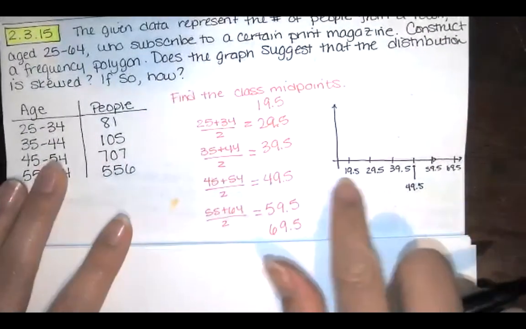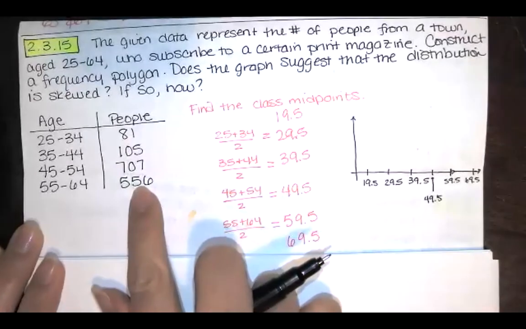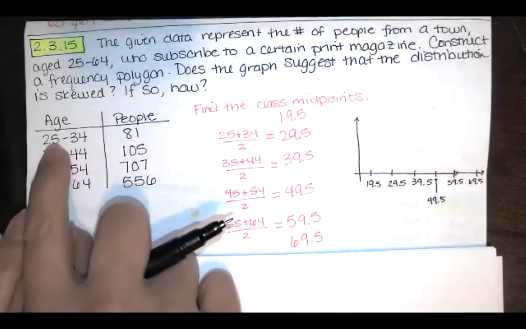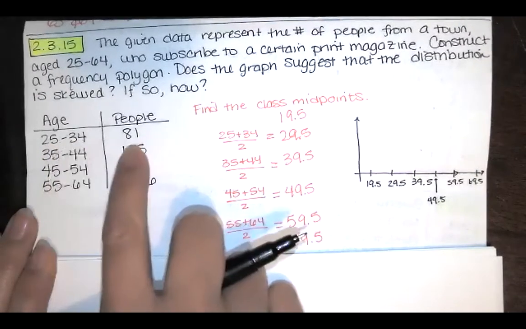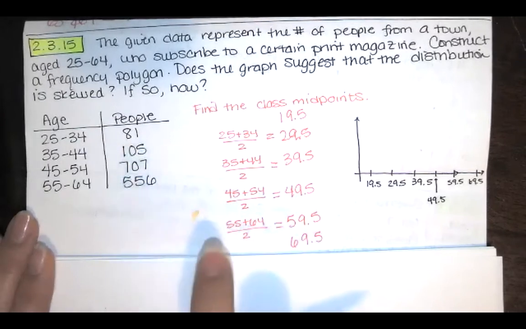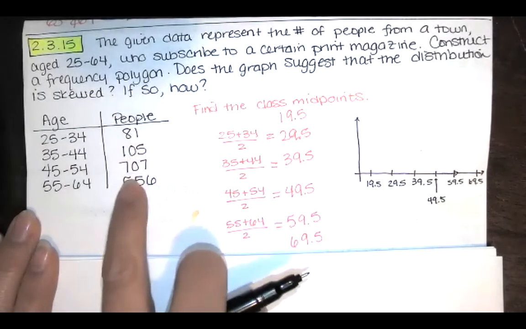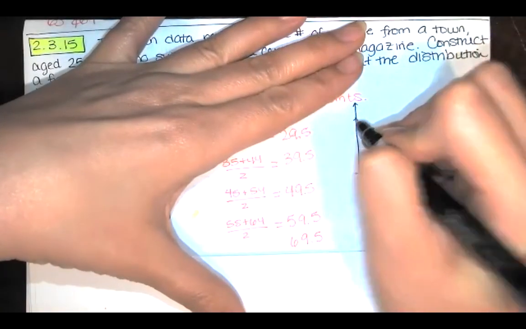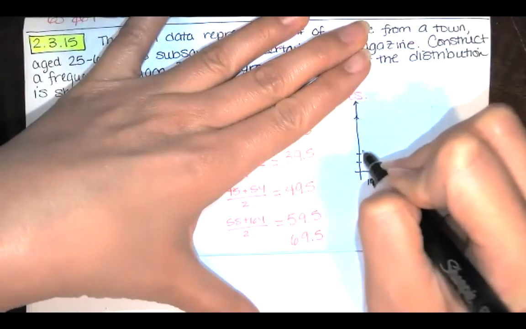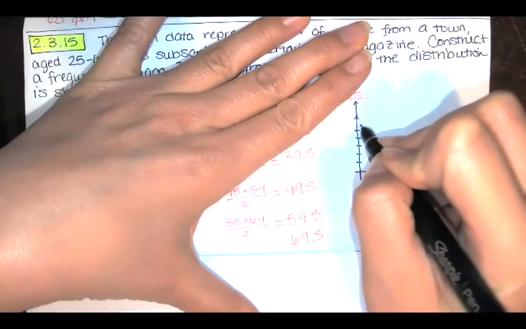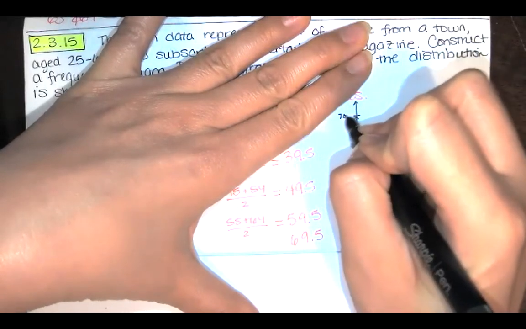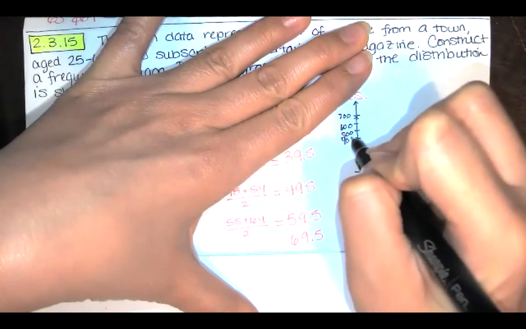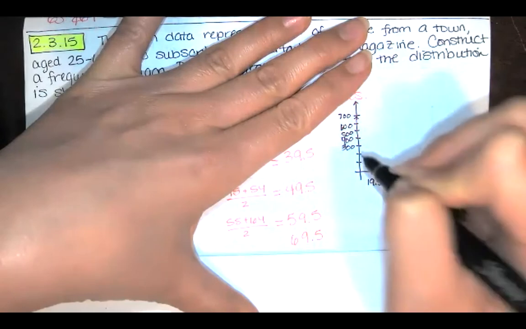Okay, and then for each of these, we want to plot the frequency associated with the corresponding class. The class midpoint of this one was 29.5. There were 81 people in that class. And it looks like our values go from 81 all the way up to 707. So I guess I need to make this a little longer. I'll just go 1, 2, 3, 4, 5, 6, 7. I'll make those tick marks worth 100 each. It doesn't have to be perfect. We just want it to be evenly spaced.